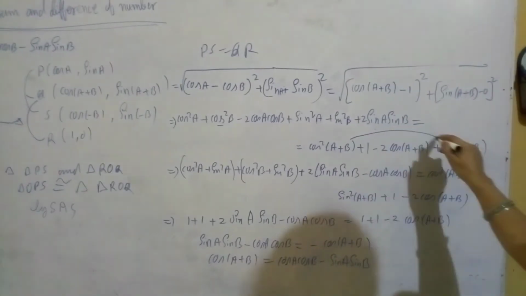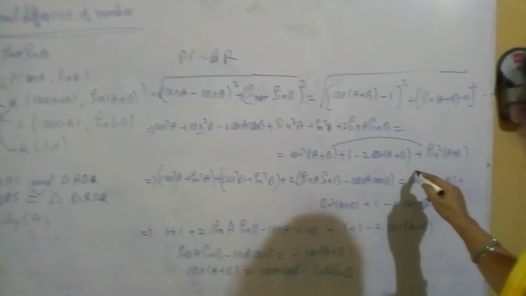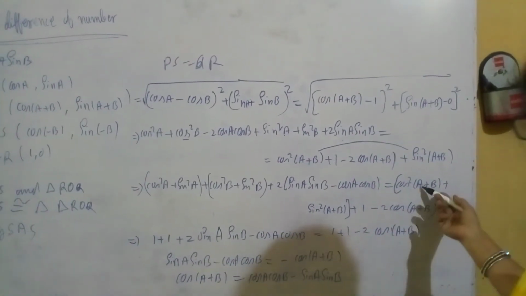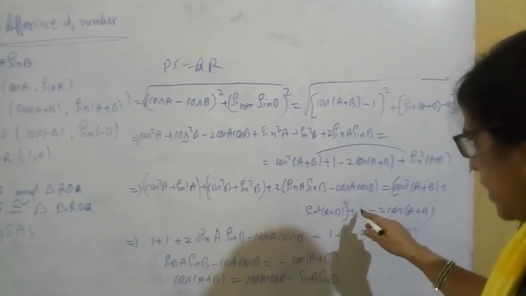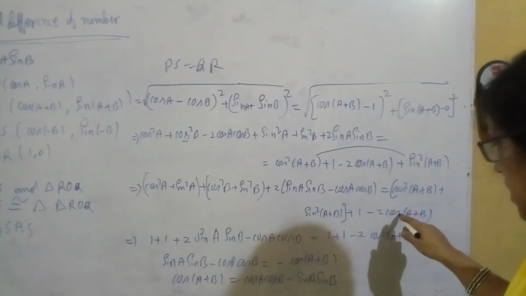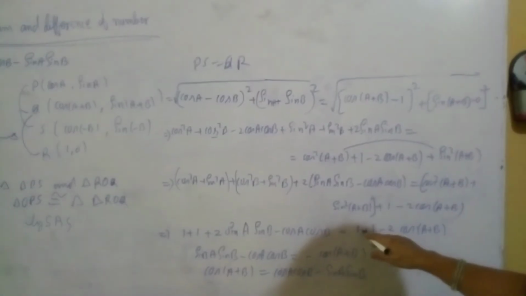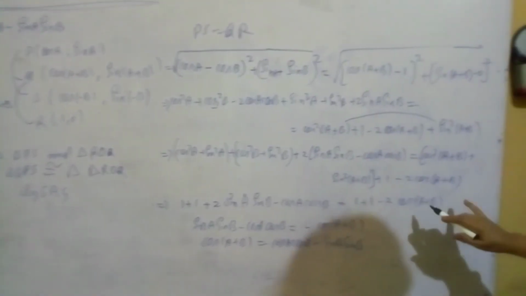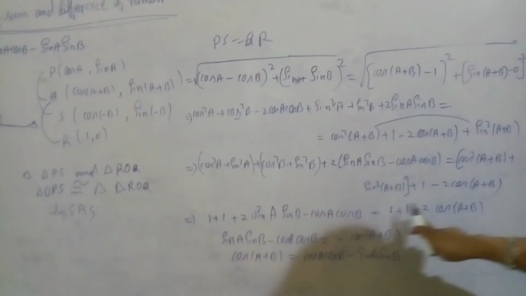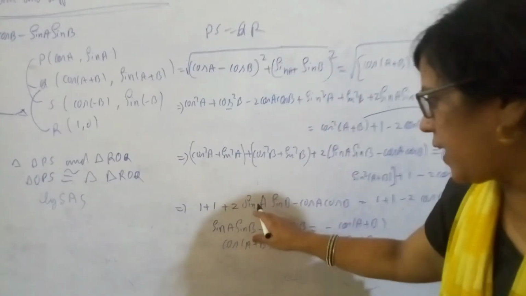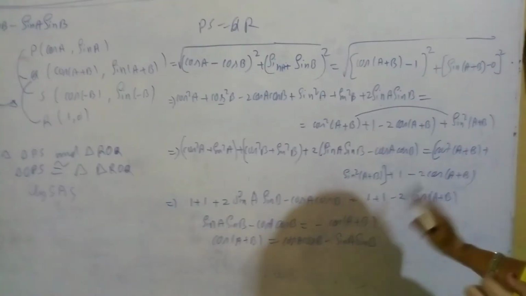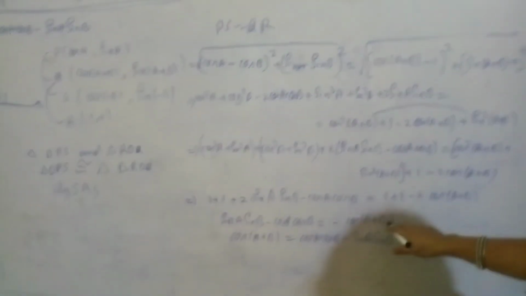Again we will use the trigonometric identity. Which one? Sin square theta plus cos square theta. This will change to 1. And here already 1, and this as it is we have written. So 1 plus 1 is 2. Here 1 plus 1 is 2. Both sides we will remove this. And this 2 also we can remove. And remaining: sin A sin B minus cos A cos B is equal to minus cos of A plus B.